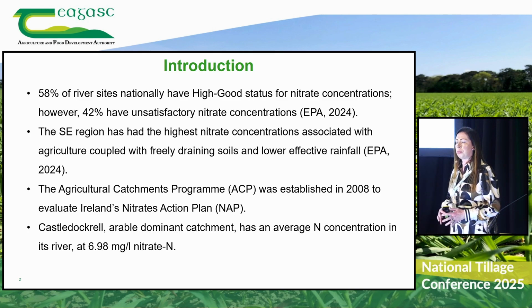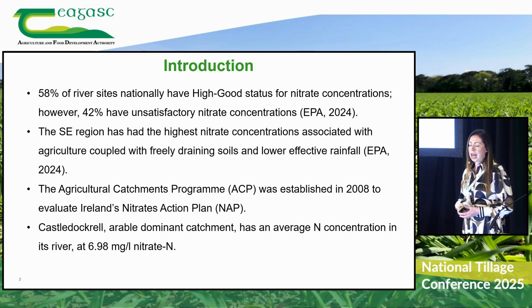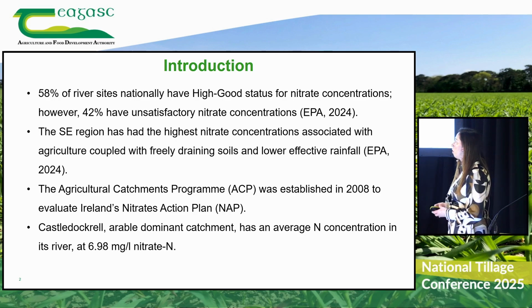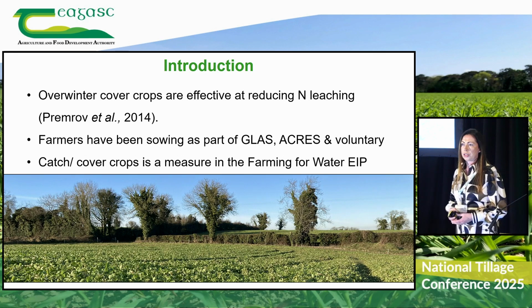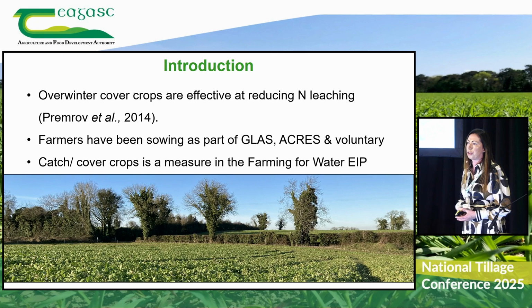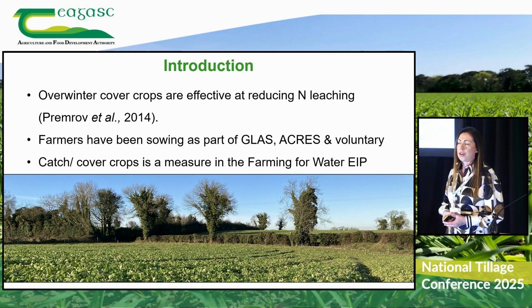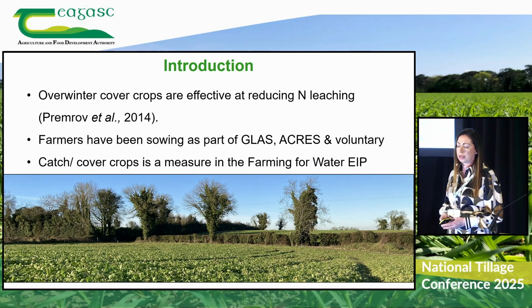The Castledockrell catchment within the Agricultural Catchments Programme is our arable dominant catchment, and it has an average nitrogen concentration over the entire monitoring period of 6.98 milligrams of nitrate nitrogen, and that's too high. So we know from Teagasc research and internationally that overwinter cover crops are effective at reducing nitrate leaching. Farmers in the catchment have been sowing cover crops through the agri-environmental schemes, but also voluntarily. So outside financial incentives, there are some areas being sown.